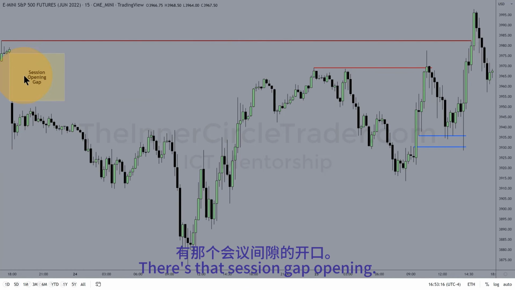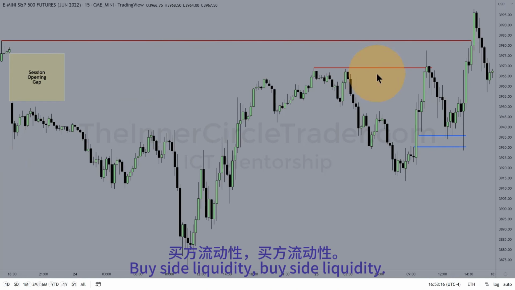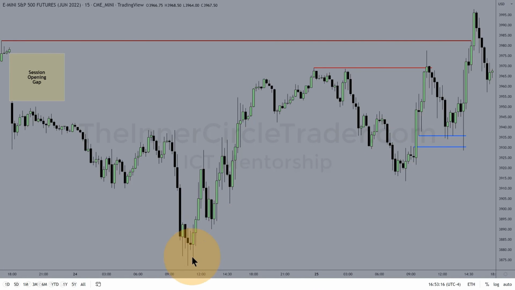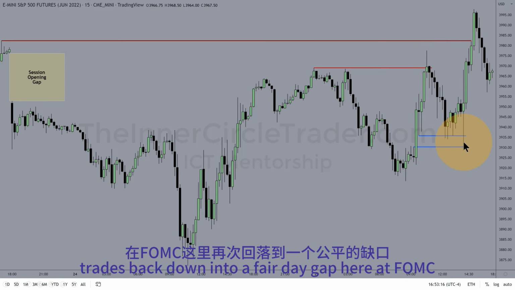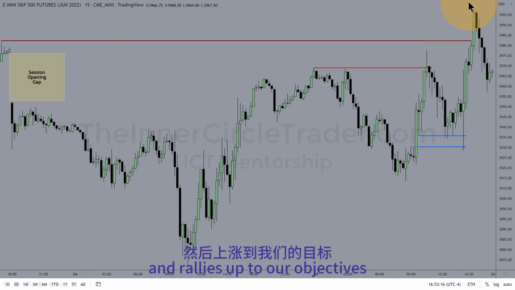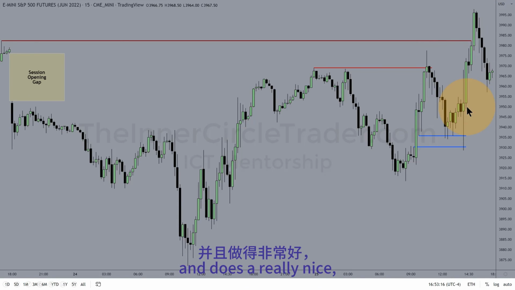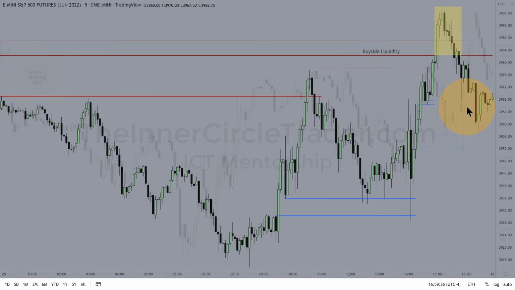There's that session gap opening. Buy side liquidity, buy side liquidity. From this low to this high, there is your equilibrium being pierced, so into a discount. It rallies, trades back down into a fair value gap here at FOMC, and rallies up to our objectives and does a really nice, handsome job of doing that.